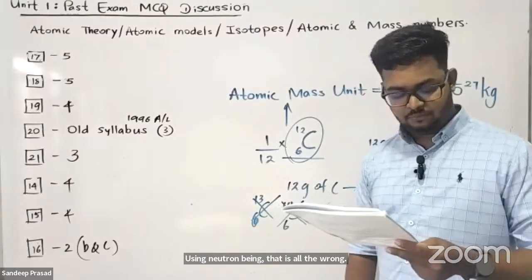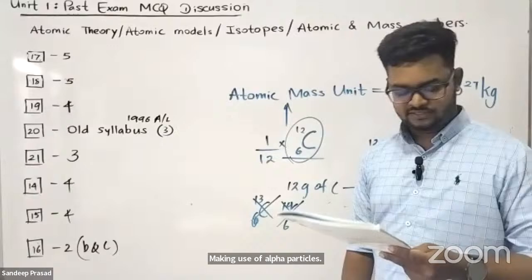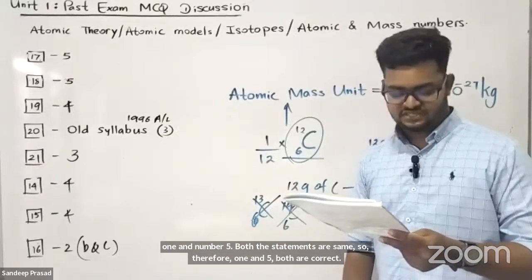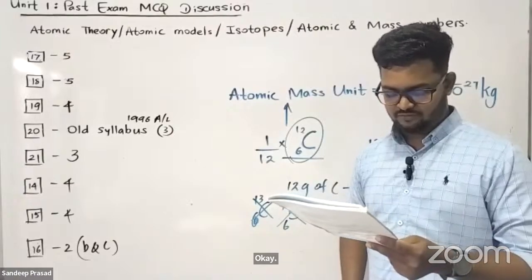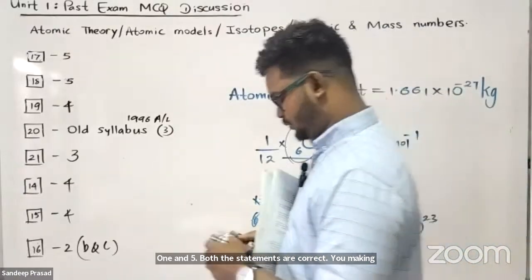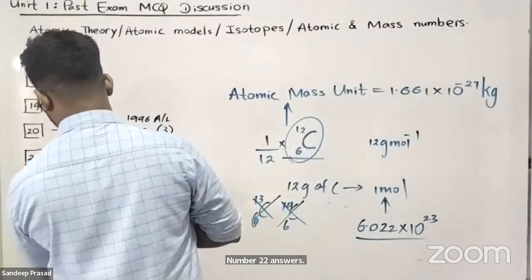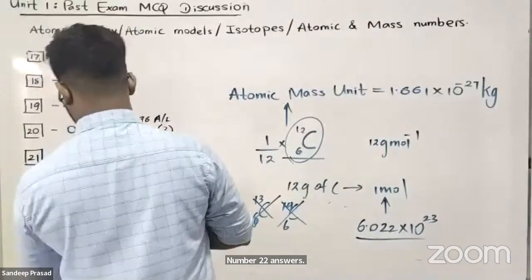Statements 1 and 5 are the same, so both 1 and 5 are correct. Making use of alpha particle scattering. Question number 22, the answer is that 1 and 5 are both correct. Right?